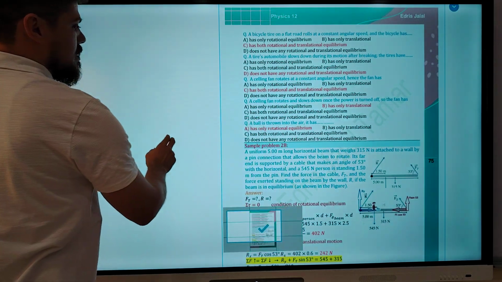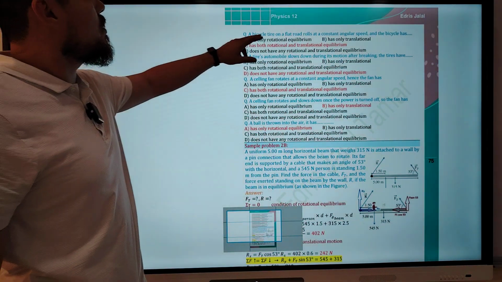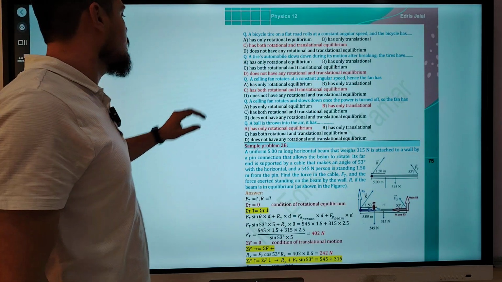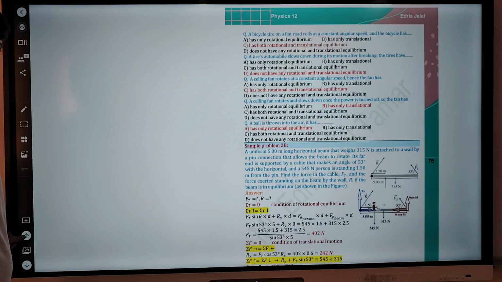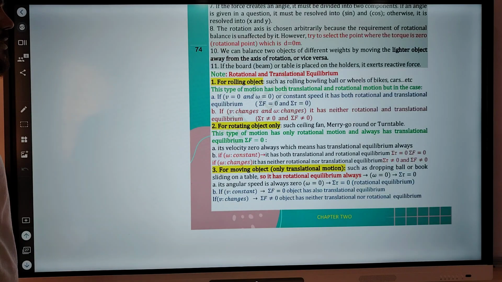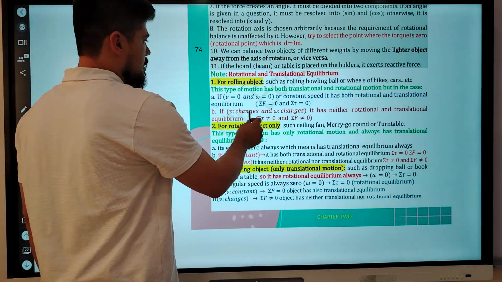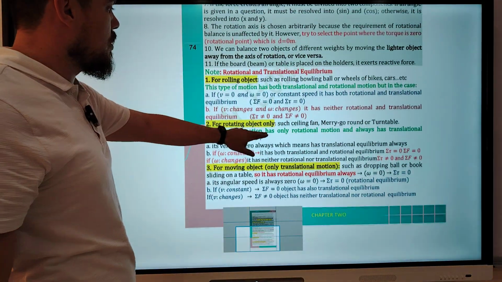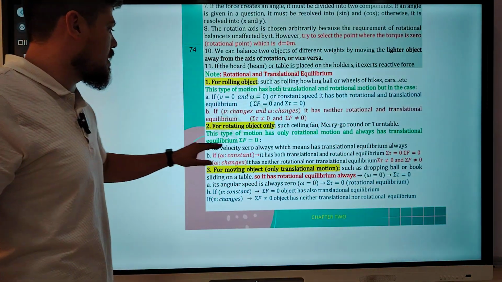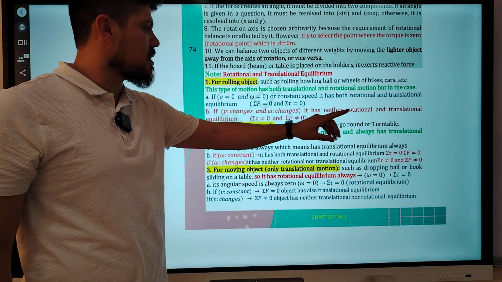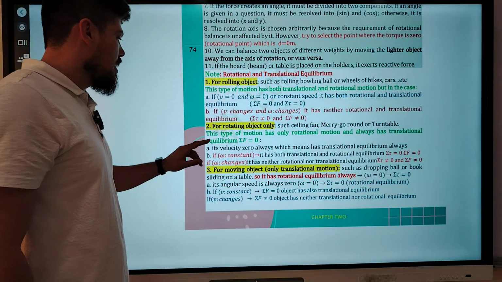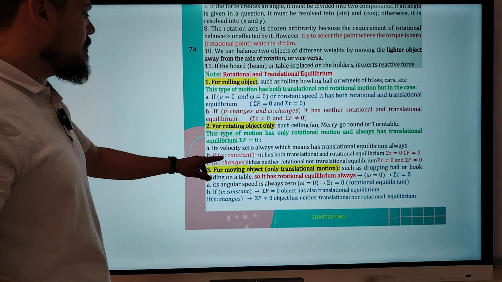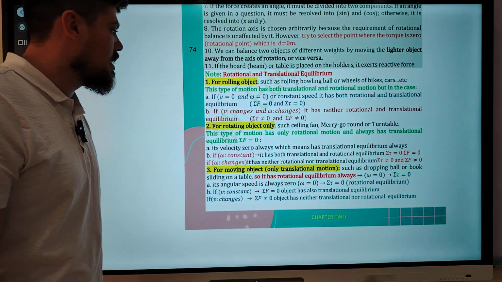Look at these questions. A bicycle tire on a flat road rolls at a constant angular speed, and the bicycle has. But before solving these questions, I would like to correct some. There is some mistake here. If velocity changes, omega changes, it has neither rotational equilibrium. But for a rotating object only, such as a merry-go-round and turntable, this type of motion has only rotational motion, and always it has translational equilibrium. If velocity is 0, it means that it has translational equilibrium. If omega is constant, it has both translational and rotational equilibrium.